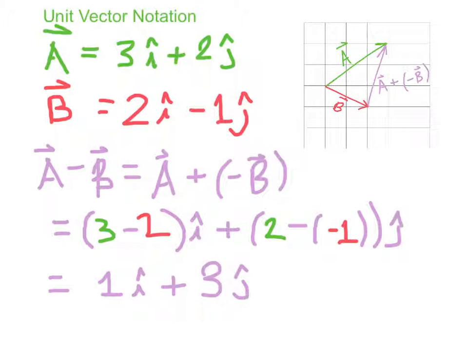So then we ask ourselves, what is the vector A minus B trying to tell us? It says the difference between A and B is a vector which points 1 unit to the right and 3 units up. And if we look back at our graph, the purple vector, A plus minus B, is exactly that. It's 1 unit to the right and 3 units up. Exactly the vector in component form, A minus B.